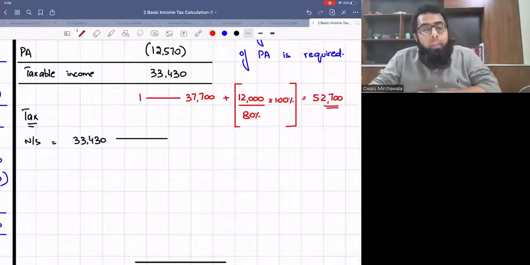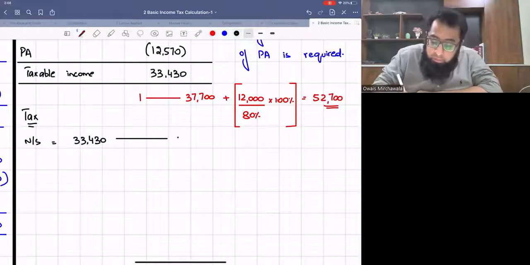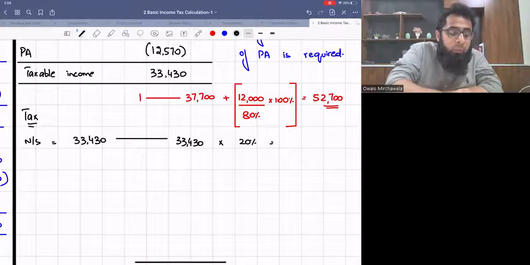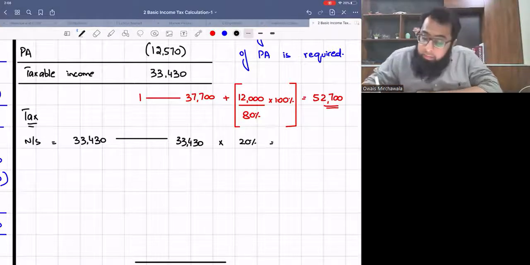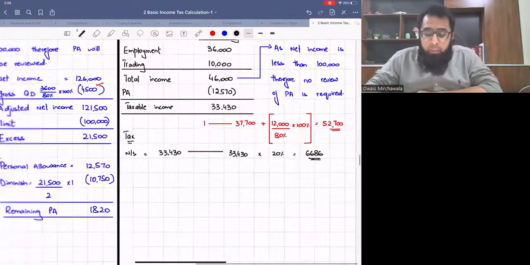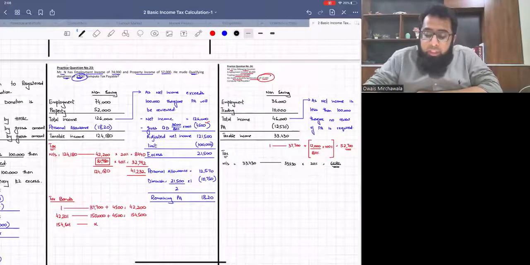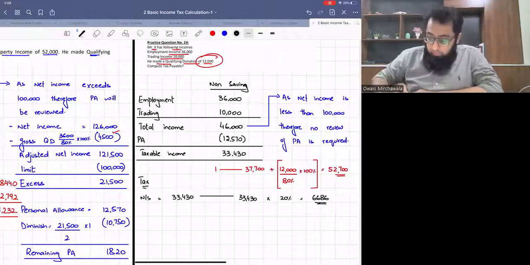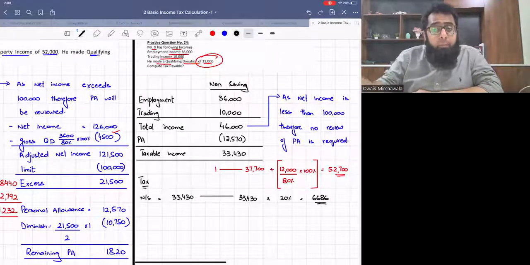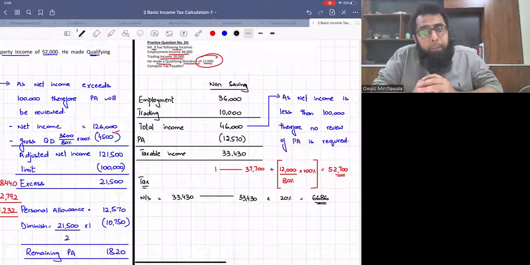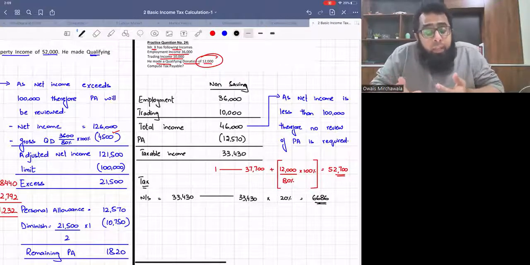If we gross it up and extend the band, our revised band is 52,700. Now, since his income is 33,430, this lies in the basic rate band. So this will be simply 20% tax on it. 33,430 into 20% is 6,686. So this was a pretty easy one. The income was not exceeding 100,000, so there was no review of personal allowance involved. The tax band was extended, but since originally the income was very low, it lay in the basic rate band.